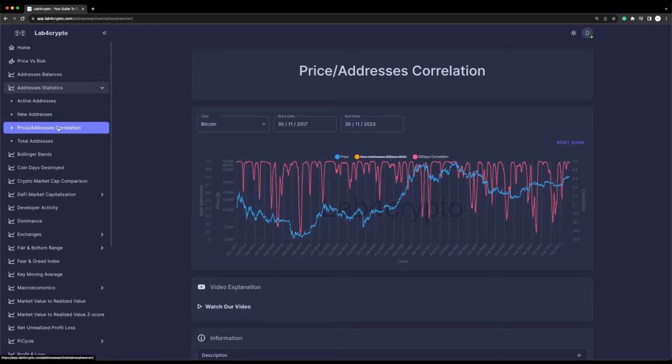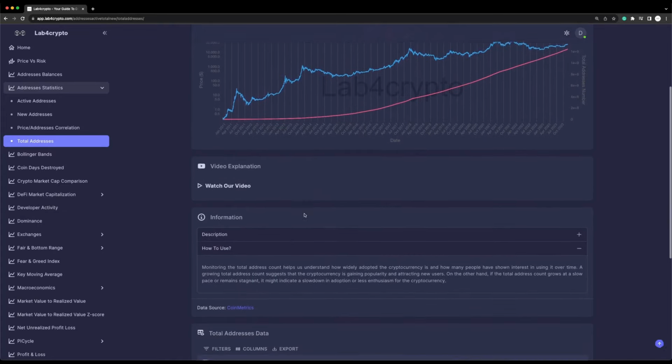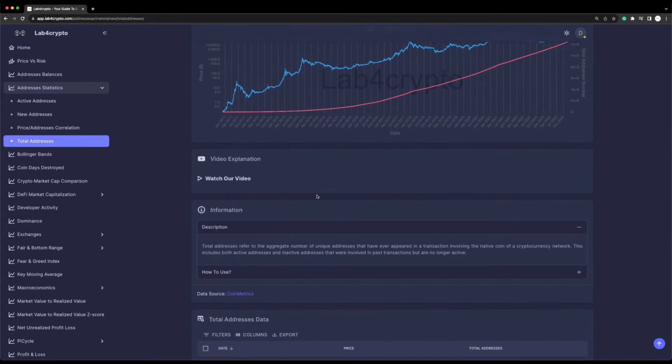Now let's move to the last on-chain metric that we are going to discuss today, which is the number of total addresses. The definition of total addresses is the sum of unique addresses that appeared at least once in a successful transaction. That includes both active and inactive addresses.